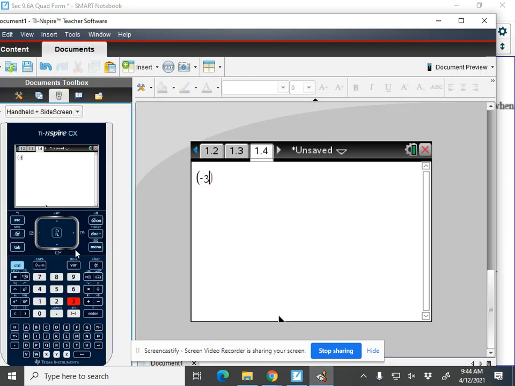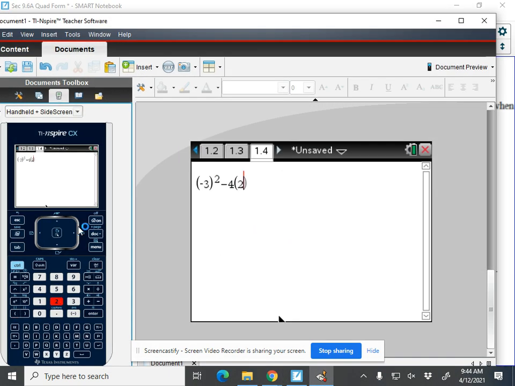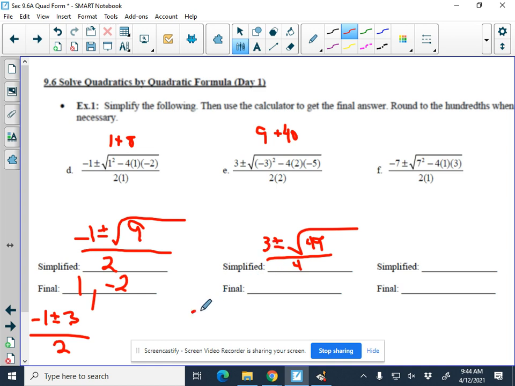You put the -3 squared minus 4 times 2 times -5. It gets us 49. Now, I like taking it a step further, saying it's 3 plus or minus 7 over 4, to see if I can get it.